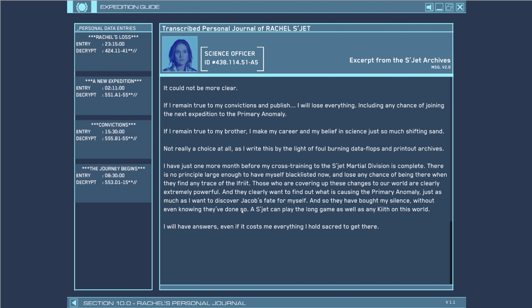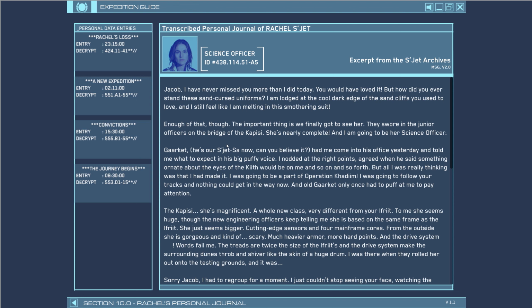The journey begins. Jacob, I have never missed you more than I did today. You would have loved it, but how did you ever stand these sand-cursed uniforms? I am lodged at the cool dark edge of the sand cliffs you used to love, and I still feel like I'm melting in the smothering suit. Enough of that though. The important thing is we finally got to see her.